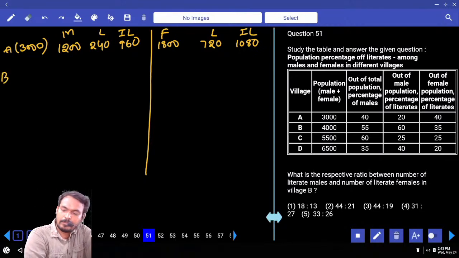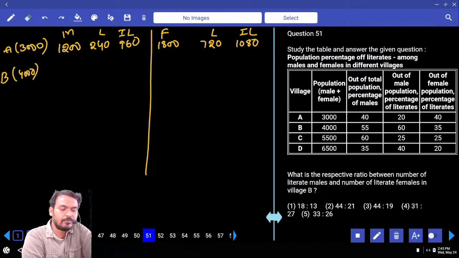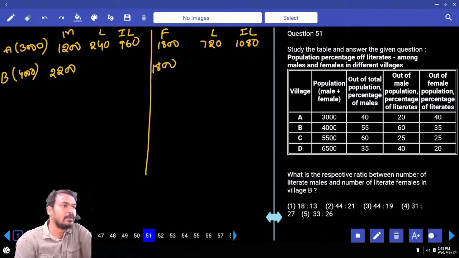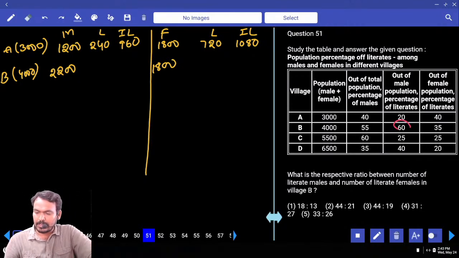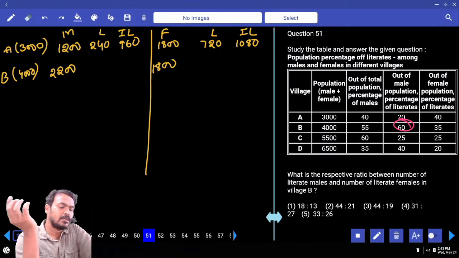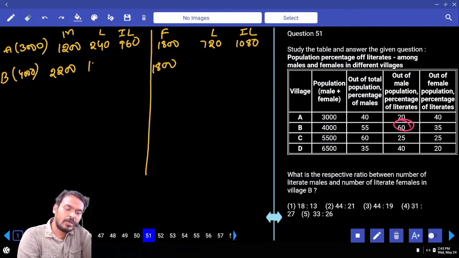Next B, what is the total population? 4000. In that male 55%. 55% means 2200. Females are 1800. Out of 2200, 60% are which one? Literates. What is the 60% of 2200? 1320. What is the remaining?